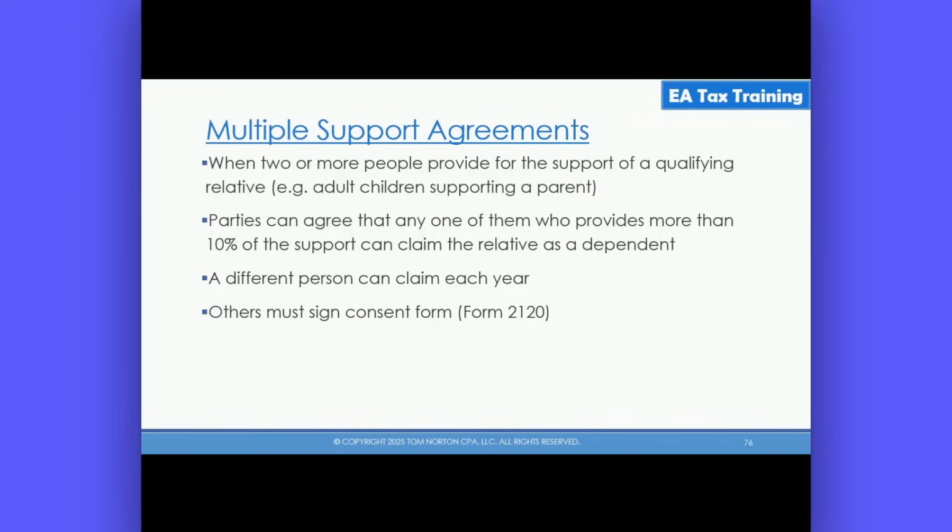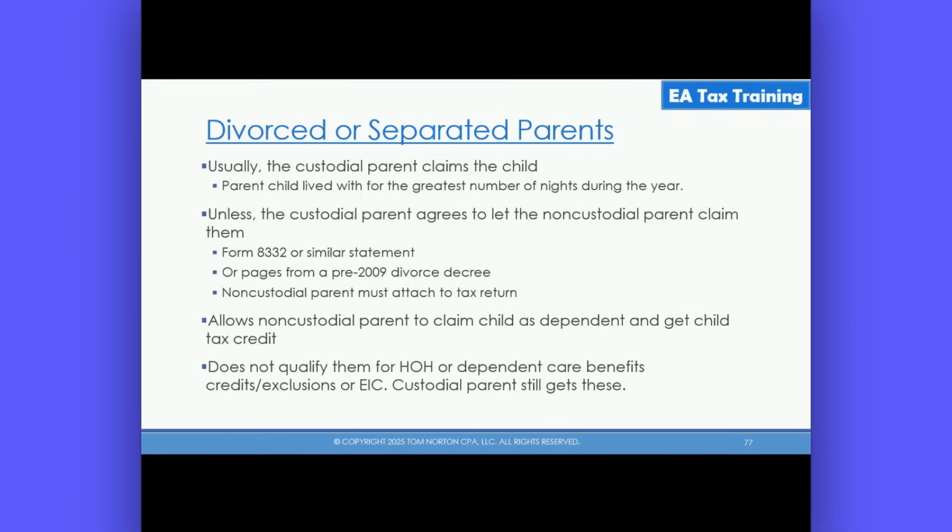So the children in this case can agree who's going to take mom as a dependent. And they could rotate each year. So maybe one takes one year and the other the next year and the other the next year, etc. They can decide how they want to do that. And the IRS will go ahead and honor that agreement. In order to do that, though, the others who are not taking the parent as a dependent for that year will sign this consent form, this form 2120.